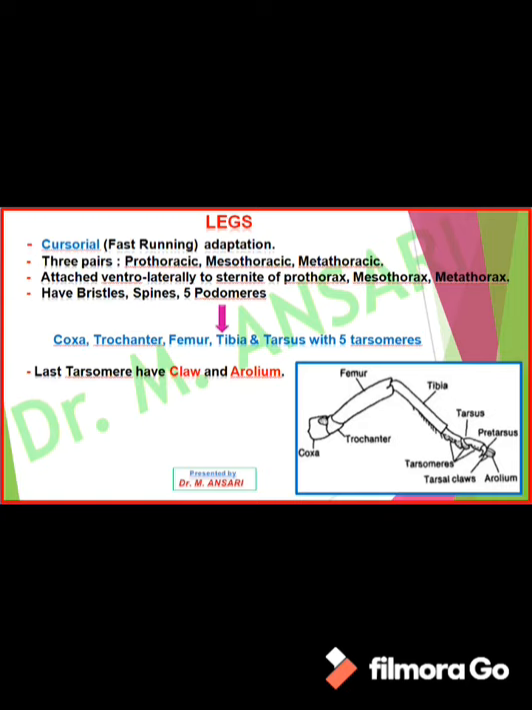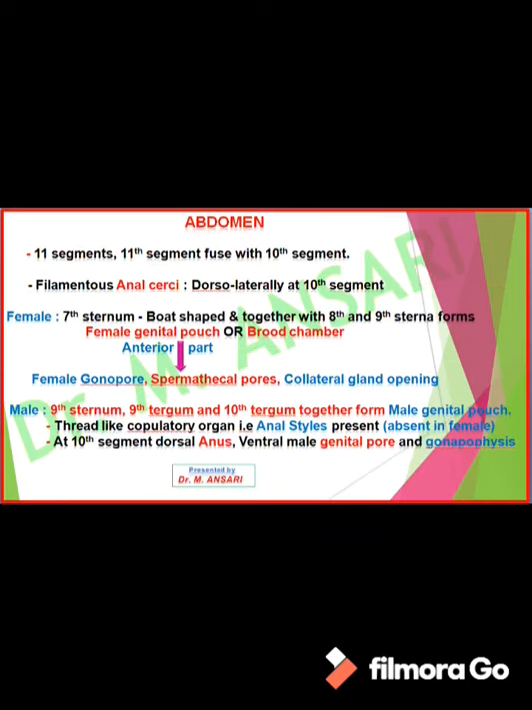The abdominal region of cockroach shows a total of 11 segments. The 11th segment fuses with the 10th segment. Hence, by counting, we will get only 10 segments, but actually there are 11 segments. The filamentous anal cerci are present dorsolaterally at the last, that is the 10th segment.